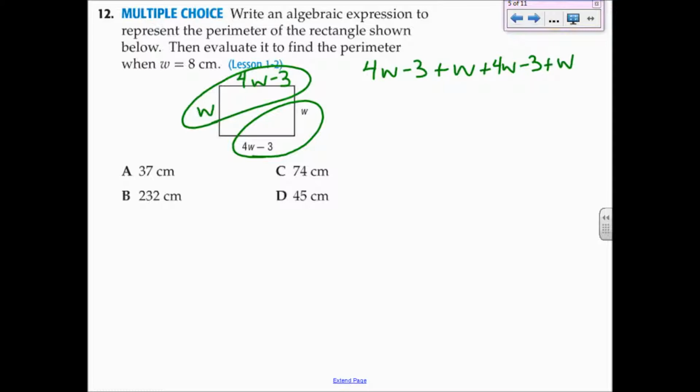And then I would go through and simplify. And I'd have a minus 3, and a minus 3 gives me minus 6. And I have 4W plus 1W is 5W, plus 4W is 9W, plus W is 10W.